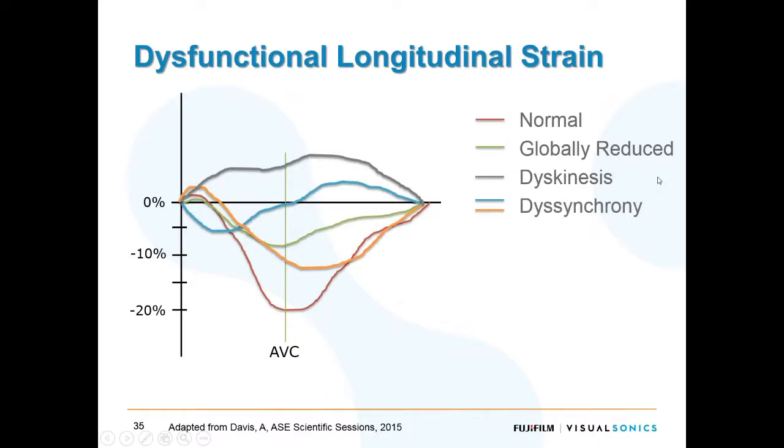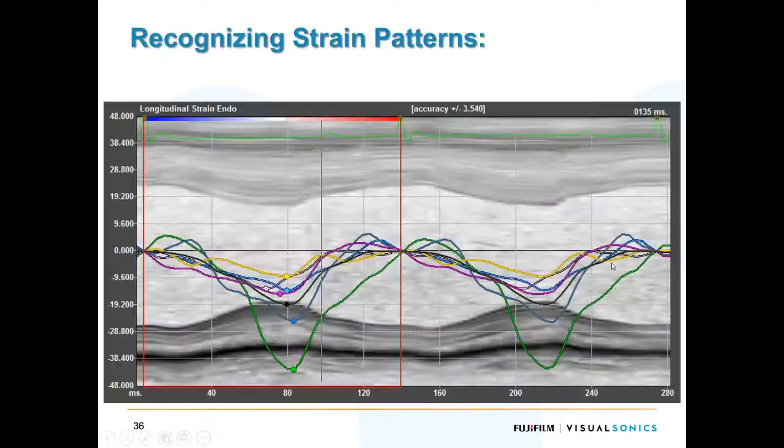And then lastly, we have dyssynchrony. To have dyssynchrony, you need to be looking at at least two segments. You can't just look at one. You can think of dyssynchrony as opposite walls doing opposite things. So that's what we're seeing here. In orange and blue, we have opposite walls doing opposite things. While one is shrinking during contraction, the other one is elongating during contraction. And that would be indicative of dyssynchrony.